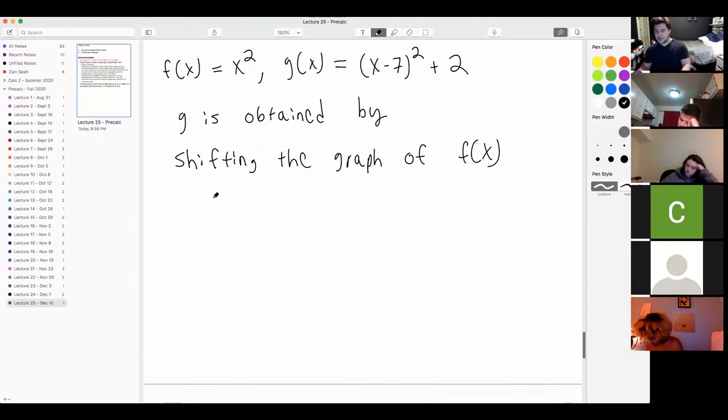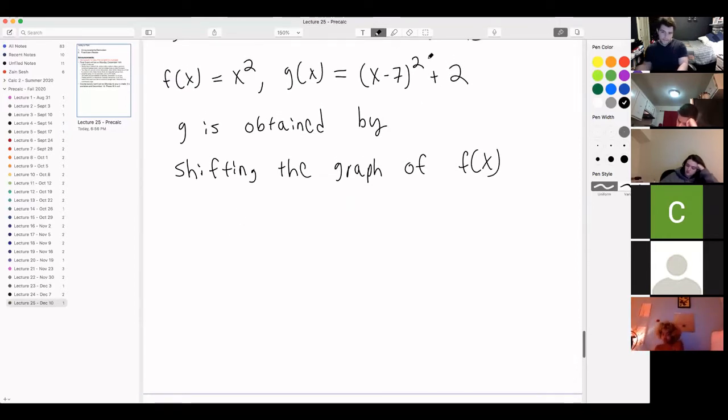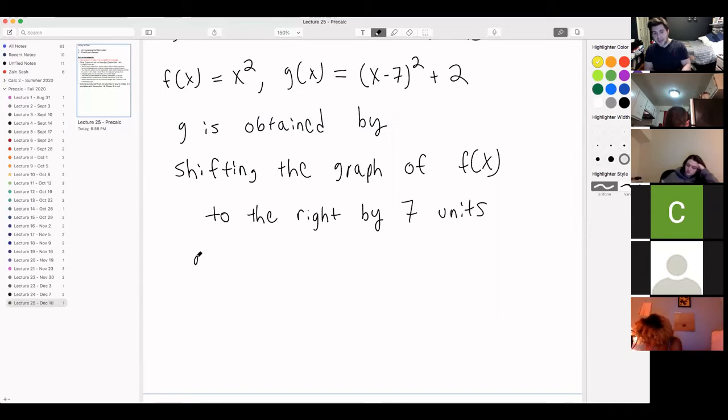Okay, so it's what? Well, the minus 7 happening to the x in the input, that corresponds to a shift to the right. It's a horizontal shift to the right by 7. So shifting the graph of f of x to the right by 7 units. And okay, now this plus 2 on the outside of the function, that's going to correspond to a vertical shift up 2. To the right by 7 units and up by 2 units.